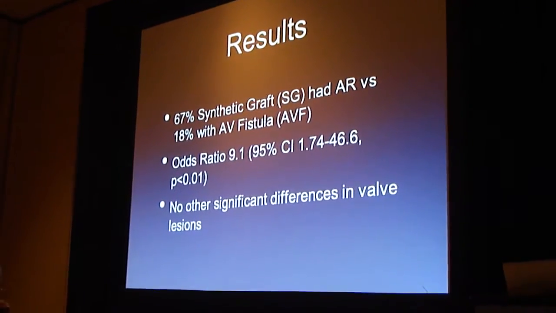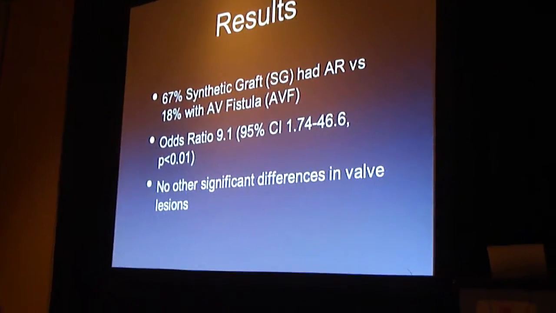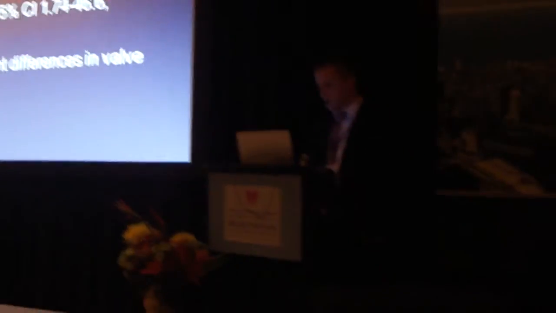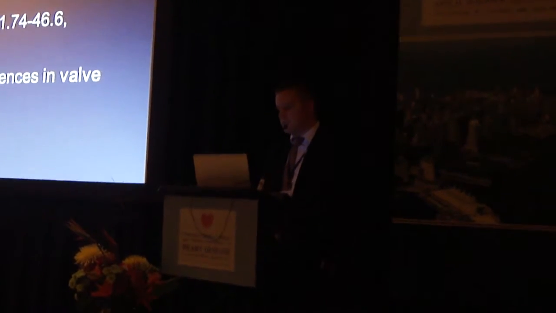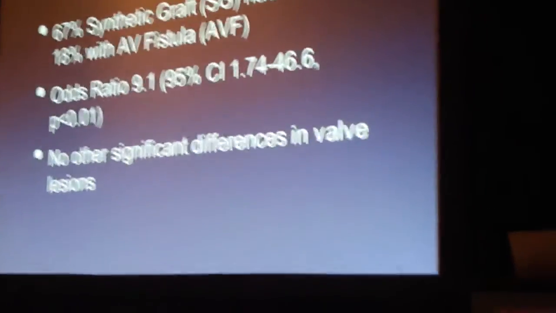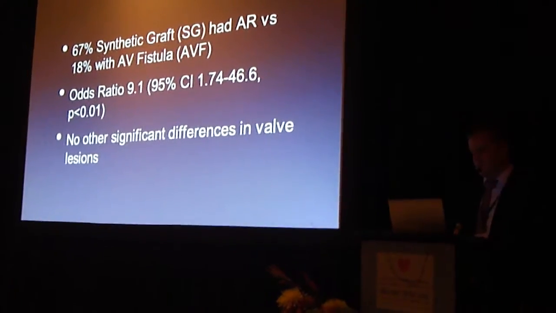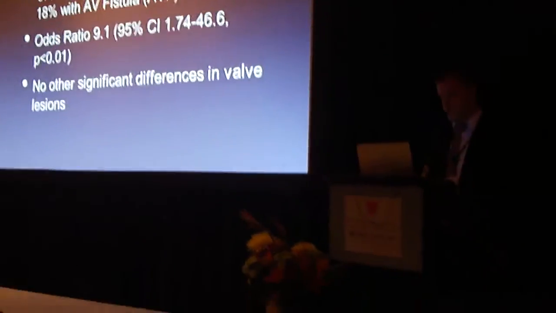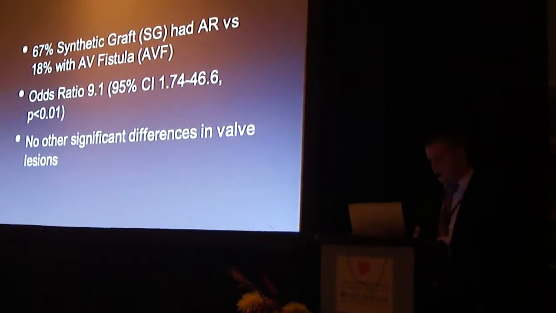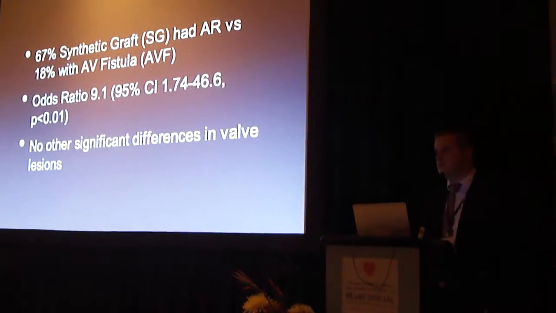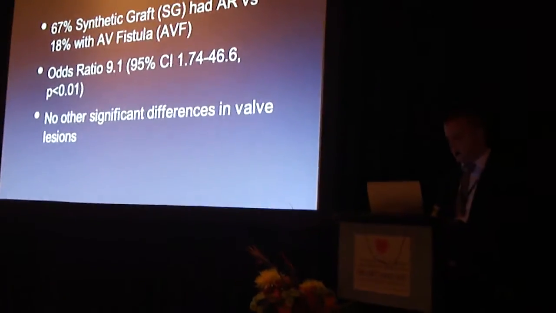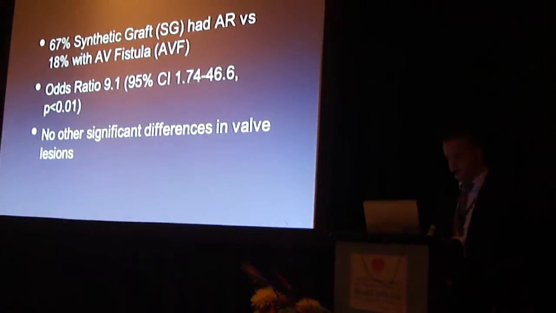So in our limited study, what we found was that the prevalence of aortic regurgitation amongst those patients who had synthetic grafts was significantly higher than those who were getting their dialysis via an AV fistula. We calculated an odds ratio of greater than 9, obviously with a broad confidence interval given the limited data that we had available to us. The numbers were statistically significant. We did not find any other significant differences in the prevalence of valvular lesions between the varying types of vascular access in the patients that we analyzed.